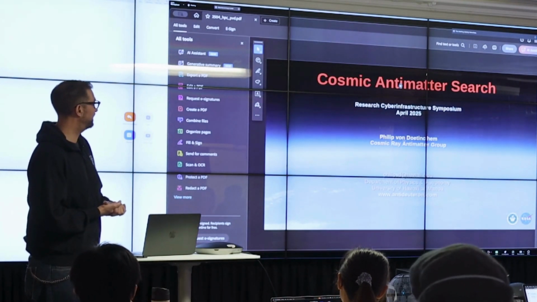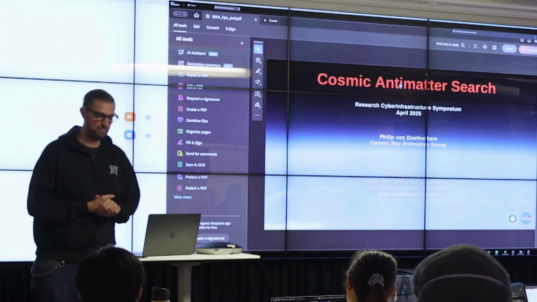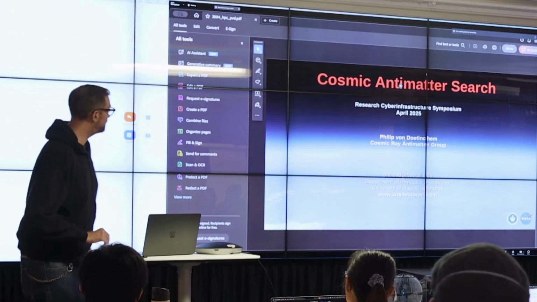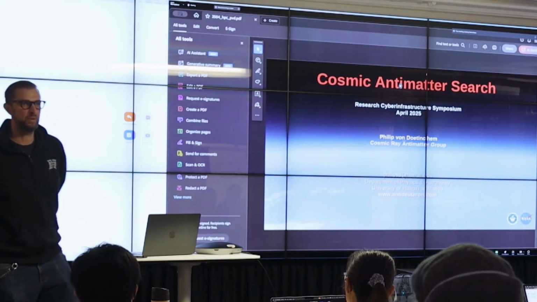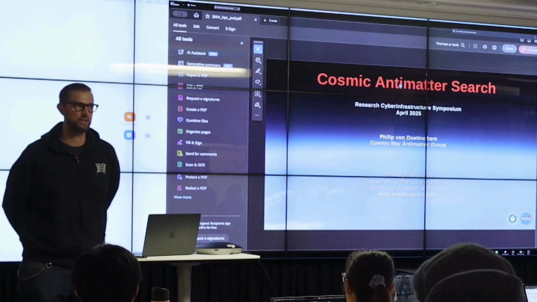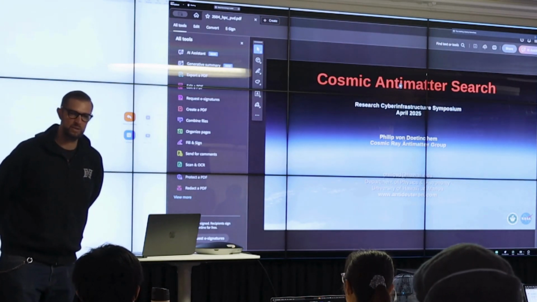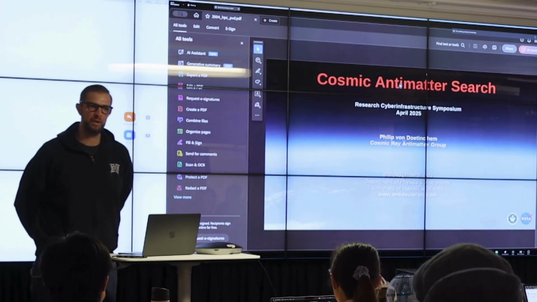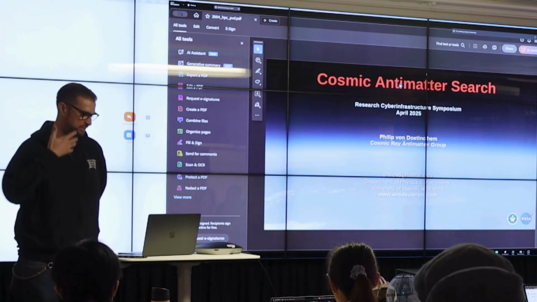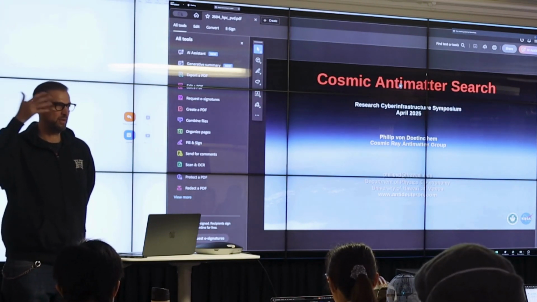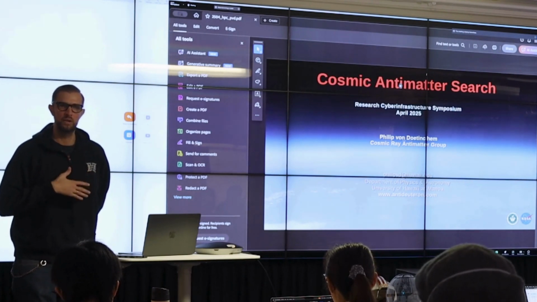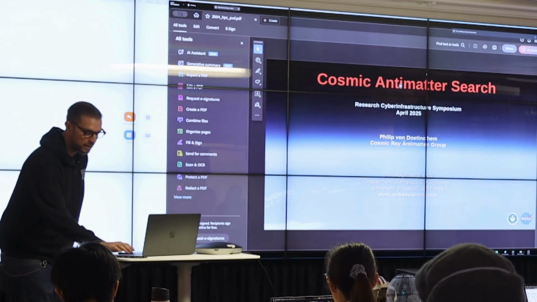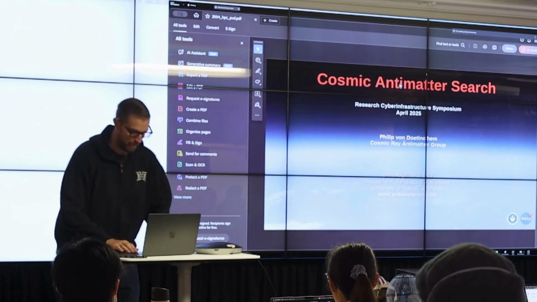My research group is called the Cosmic Ray Antimatter group, and what we do is study cosmic rays. Cosmic rays are similar to the light that you see from stars, but they're also different because they have a charge. It's something like a proton or an electron coming from some astrophysical source, and then they reach us.